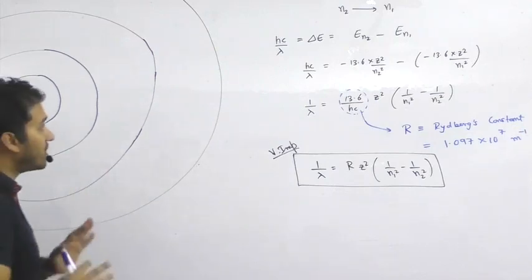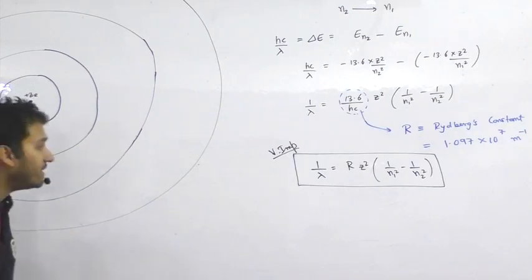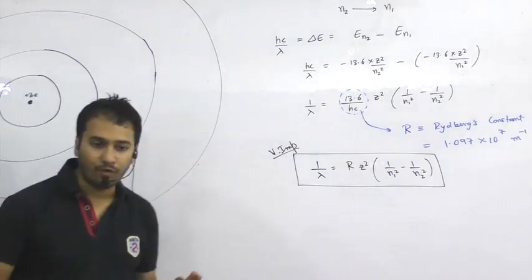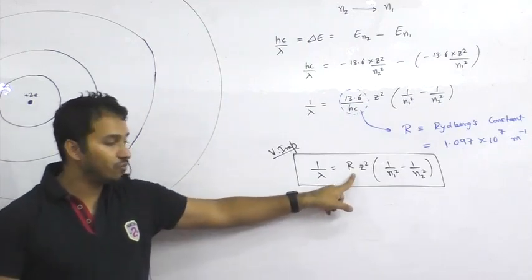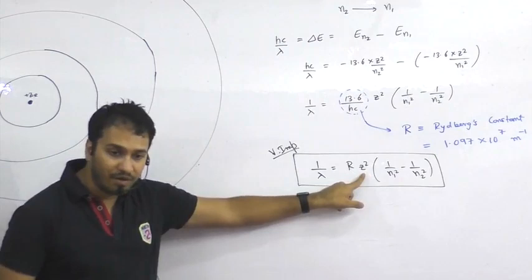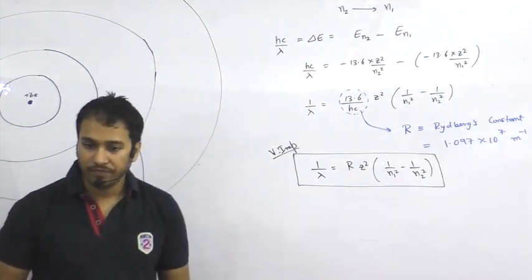When an electron jumps from n2 to n1, it will emit a photon. We can calculate the wavelength of that photon using this formula. Lambda is the wavelength of the photon emitted. R is Rydberg's constant, whose value we know. Z is the atomic number, and the electron is jumping from n2 to n1. This we know.